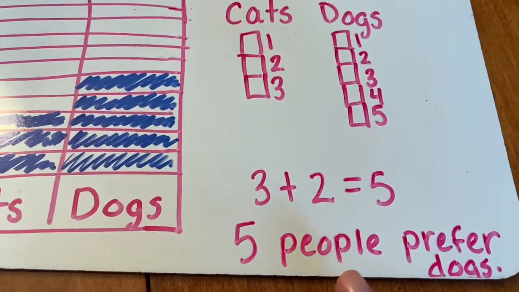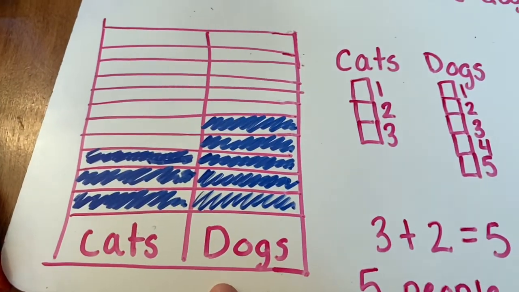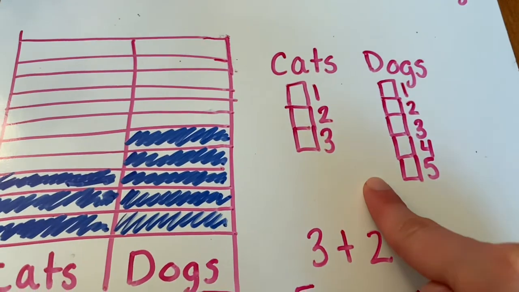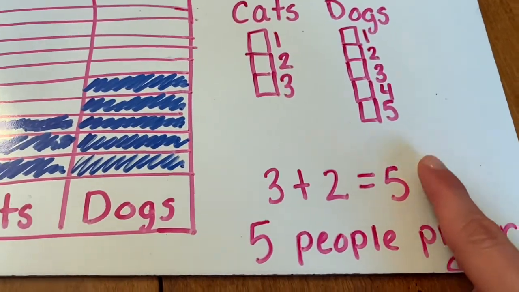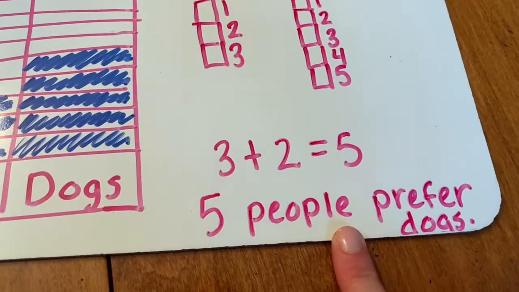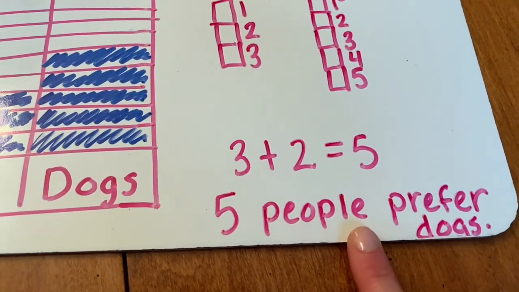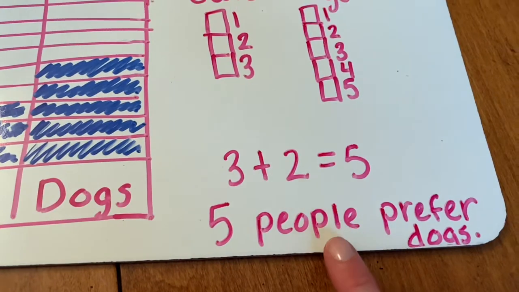So now I have filled in my bar graph. I showed my work using a picture. I have a matching number sentence, and I wrote a sentence answering the question. So now I am all done. So now that you have seen how to solve a comparison problem, you're going to try some on your own.